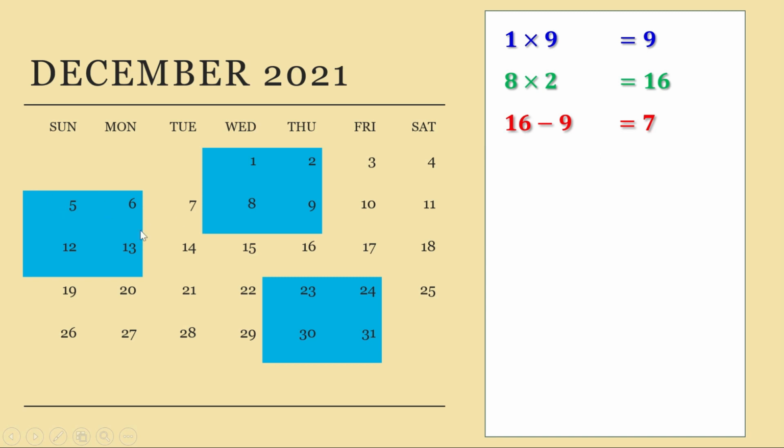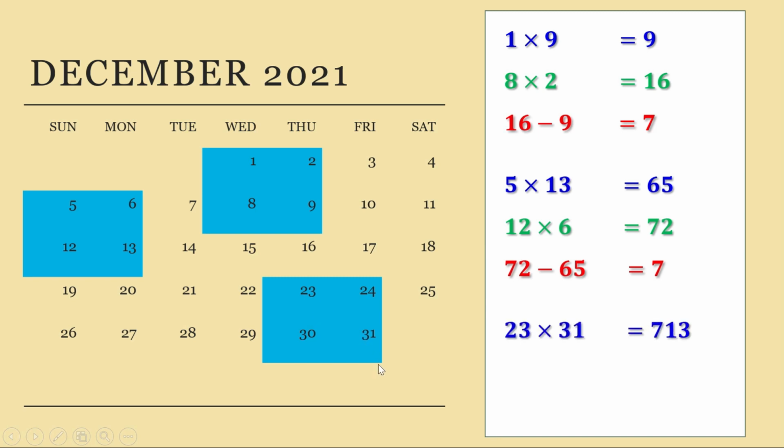Let us take another square of 4 numbers. Find the diagonal product. 5 into 13 is 65. 12 into 6 is 72. What is the difference between these two numbers? Again 7. Now let us take another square of 4 numbers. 23 into 31, that is 713. 30 into 24, that is 720. What is the difference between these two numbers? Again 7. Is it always 7? You can check by taking more squares of 4 numbers and we can see that it is always 7.